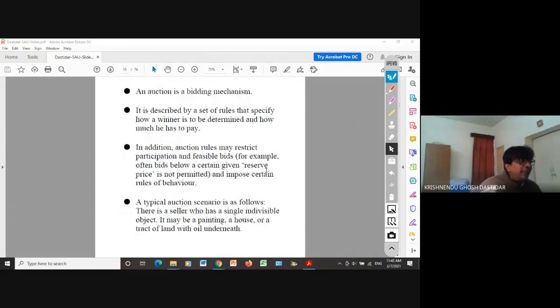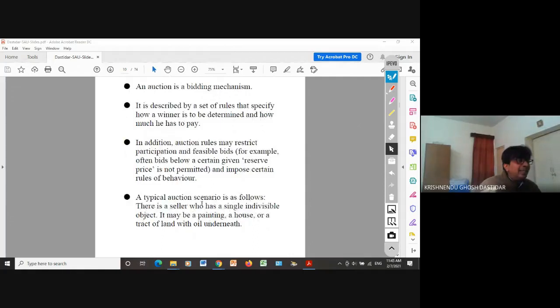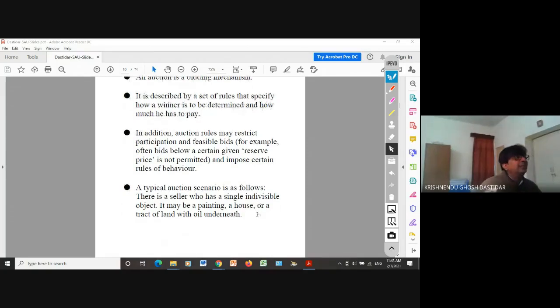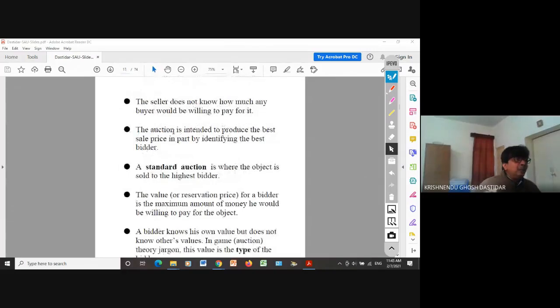So a very typical auction scenario is as follows. There is a seller who has a single indivisible object. It may be a painting, a house, or a tract of land with oil underneath. By the way, auction theory is rich enough to take care of multi-unit auctions also, where more than one unit is being sold. For example, spectrum auctions are really multi-unit auctions where spectrums of different wavelengths are being sold. Okay, so that's also possible. The seller does not know how much any buyer would be willing to pay for it. The auction is intended to produce the best sale price in part by identifying the best bid.